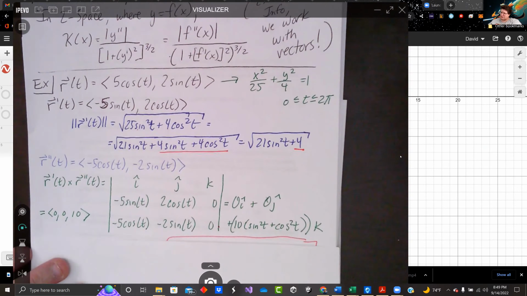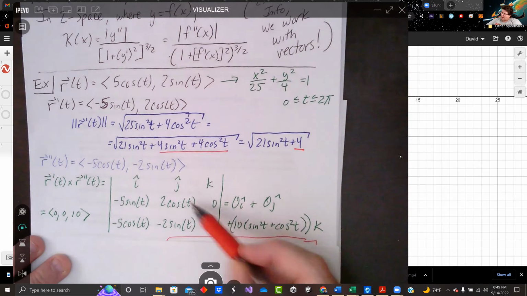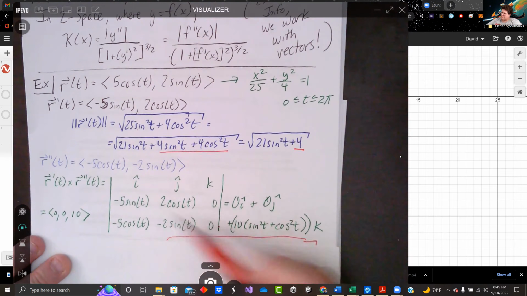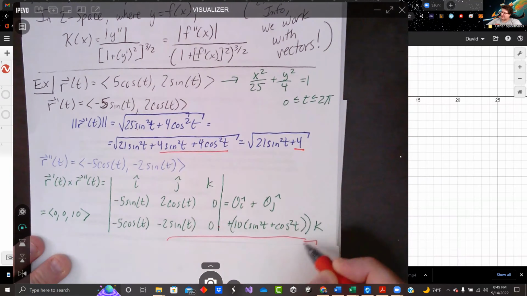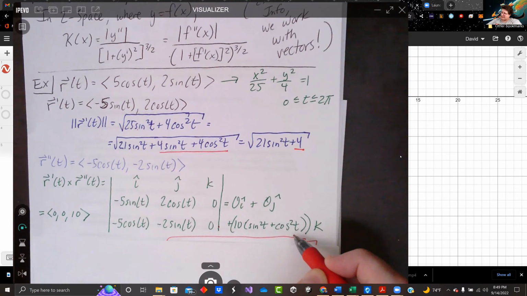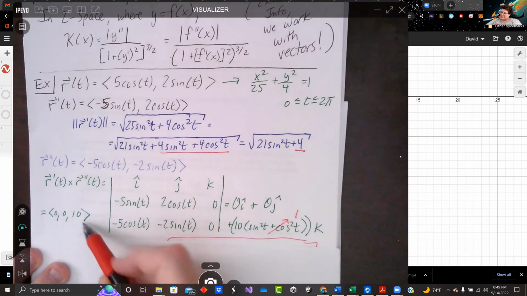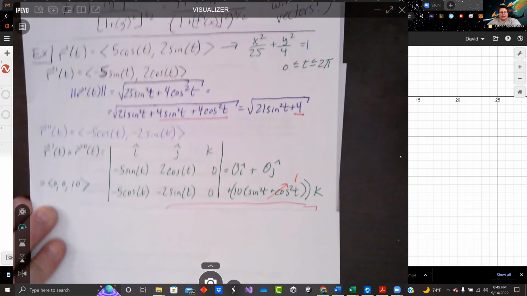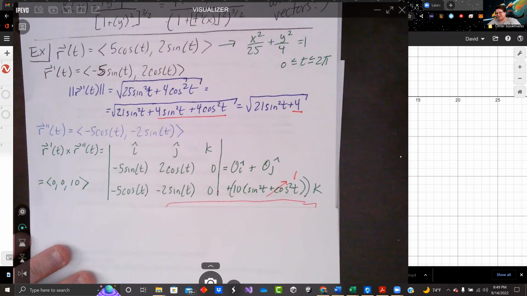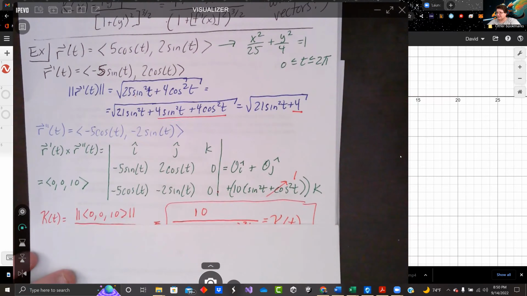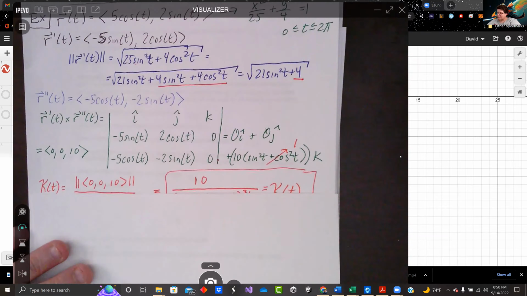If I do r prime cross r double prime, the i component zeroes out, the j component zeroes out. All we're left with in k is 10 sine squared t plus 10 cosine squared t. So we factor out the 10, and sine squared plus cosine squared is again 1. We've got 0, 0, 10 as the r prime cross r double prime. And we want the magnitude of that, and the magnitude of something that's got 2 zeros is really easy. It's just itself. Check it out. Give it a try if you need to see it.